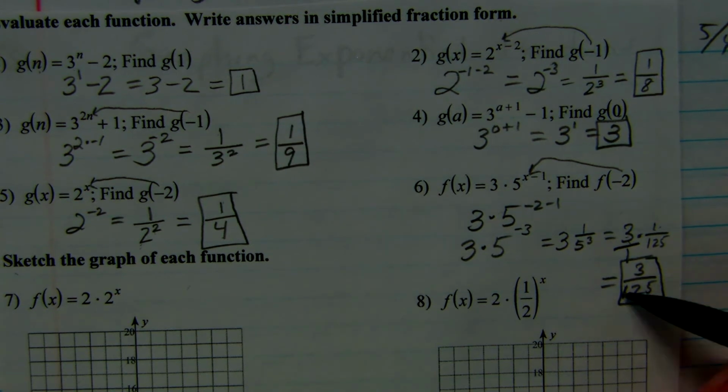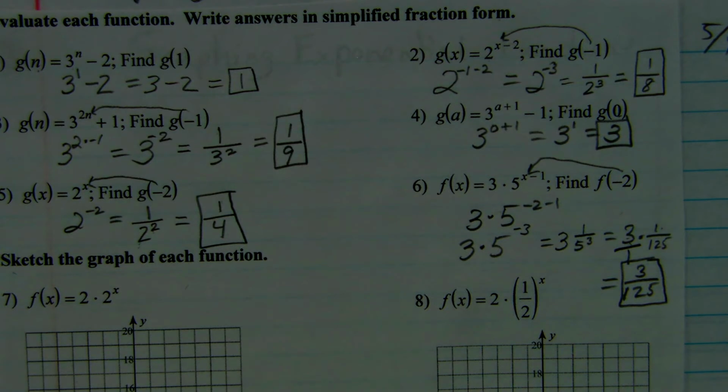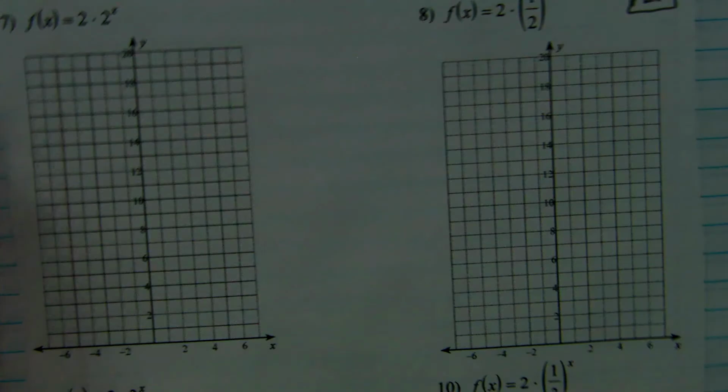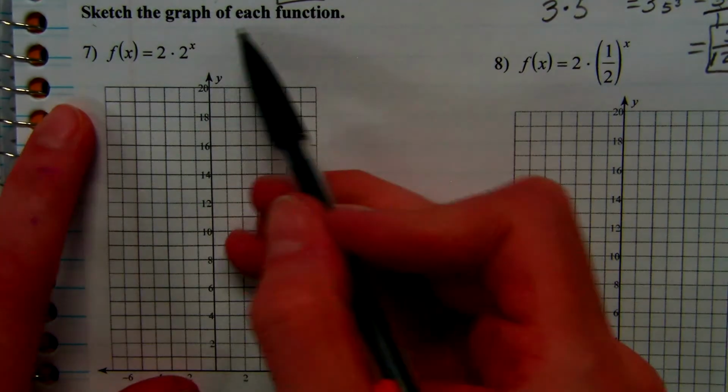All right, so 3 over 125 is your final answer. We will use the calculators a little bit for the bottom part. We'll actually start with the fractions and go through it. But we're going to use this skill to make XY tables for these down here. We're going to sketch the graph of each function.